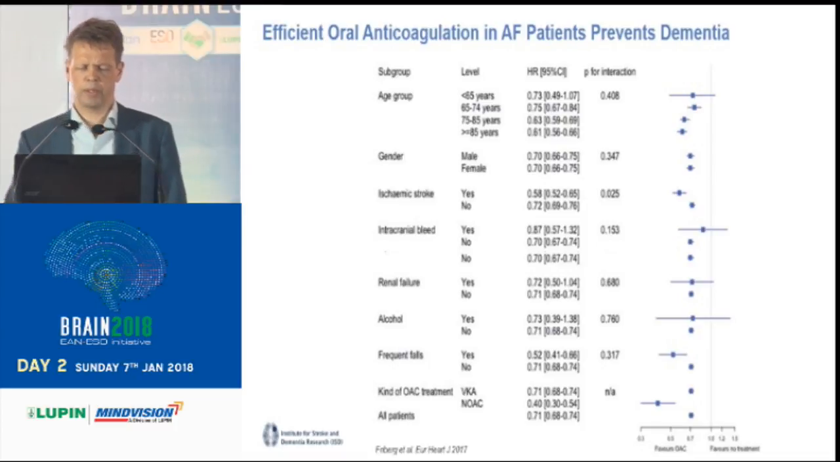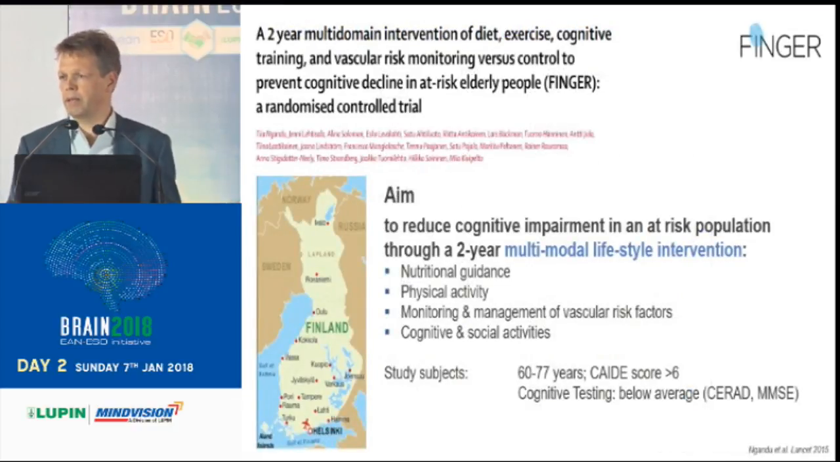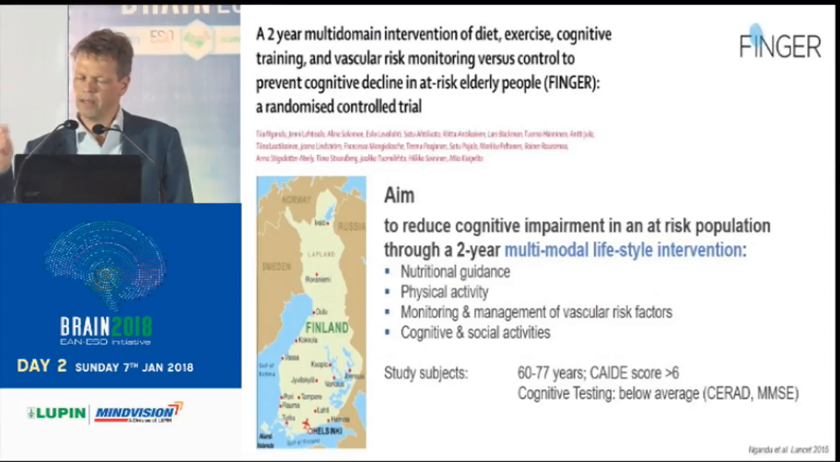And so for the last few minutes, I would like to move to prevention using multi-domain interventions. This is probably what we do anyway in daily clinical practice. This was the FINGER trial, a trial in elderly subjects who were enriched for risk of developing cognitive decline, conducted mostly in Finland and Sweden. They were individuals with a high CAIDE score, meaning high risk for developing cognitive decline. These patients were treated with a multi-domain intervention that included nutritional guidance, physical activity, monitoring and management of vascular risk factors, and cognitive and social activities. Very expensive intervention, quite demanding.